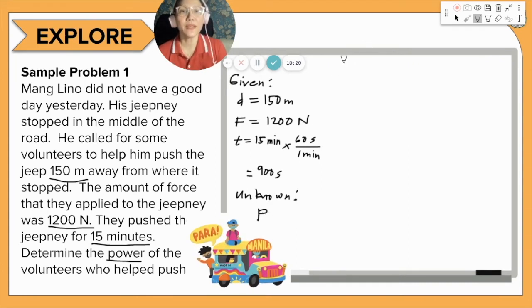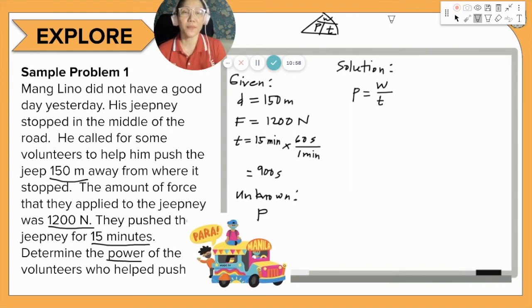All right. So let's solve. We're looking for power. So just bringing back the pyramid: work on top and then power and time below, right? We're looking for power, so the formula will just be work divided by time. But looking at the given, we are actually not given the value for work. We're not given the value for work, but we can solve for it using the formula for work.